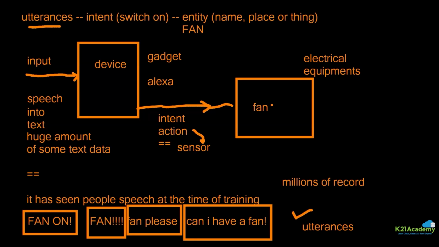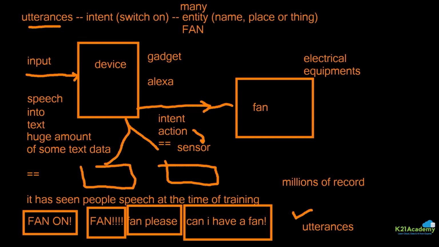Everyone has their own way to say things, right? In that way we have utterances, and an utterance will have an intent, and one intent can have more than one entity. Remember, it can be many entities. Suppose there is a fan, and a tube light also, to which this device is connected via sensor. Suppose there is a geyser also, and a door too. Based on what the user says, it will automatically go ahead and take action. Simple. So you have utterances, then you find the intent.